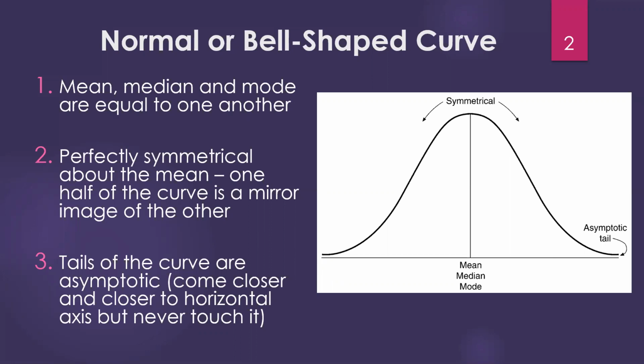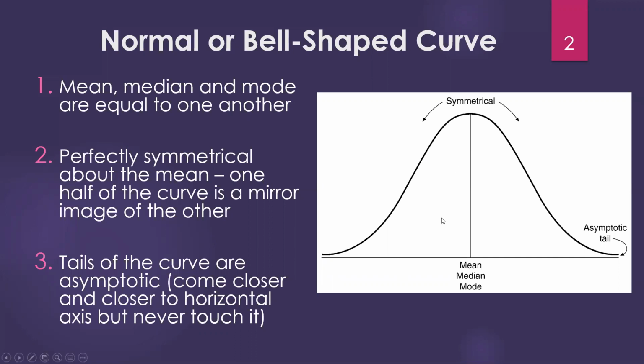Second characteristic is that it's perfectly symmetrical around the mean, that one half of the curve is a mirror image of the other. So you can think about this as if you had this piece of white paper that's in this graphic here and you folded it in half right along the mean in the middle, both sides would be perfectly matching, right? That it's symmetrical around the mean. This half is exactly equal to this half, 50% of values on both sides.